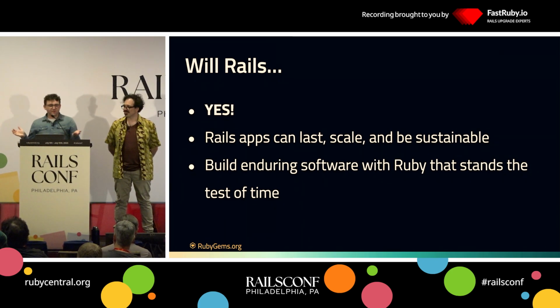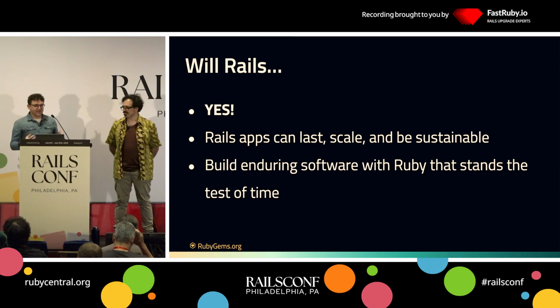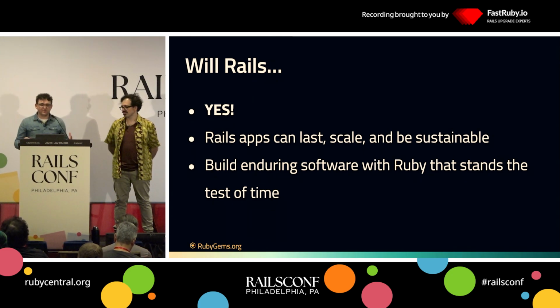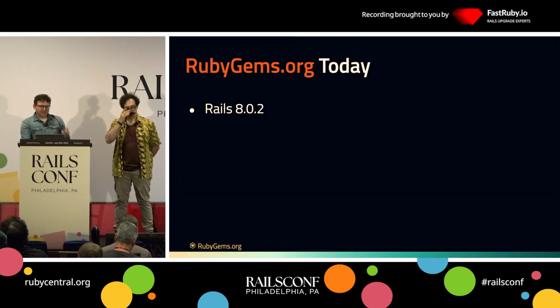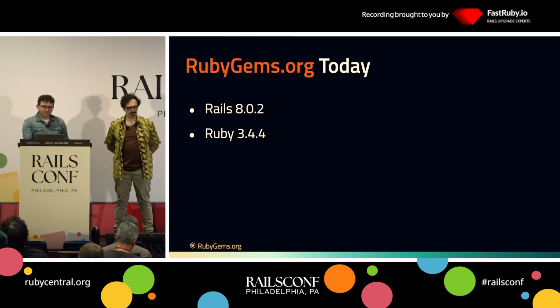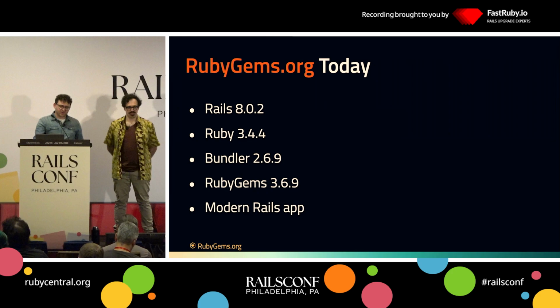And with Rails, it's really been possible to build enduring software that will stand the test of time, and that's pretty impressive regardless of what language we're talking about. So RubyGems.org today, it's a Rails app. Rails 8, Ruby 3.4.4, the latest bundler release, the latest RubyGems release. It's a modern Rails app that's up to date now, but how did we get to this point?